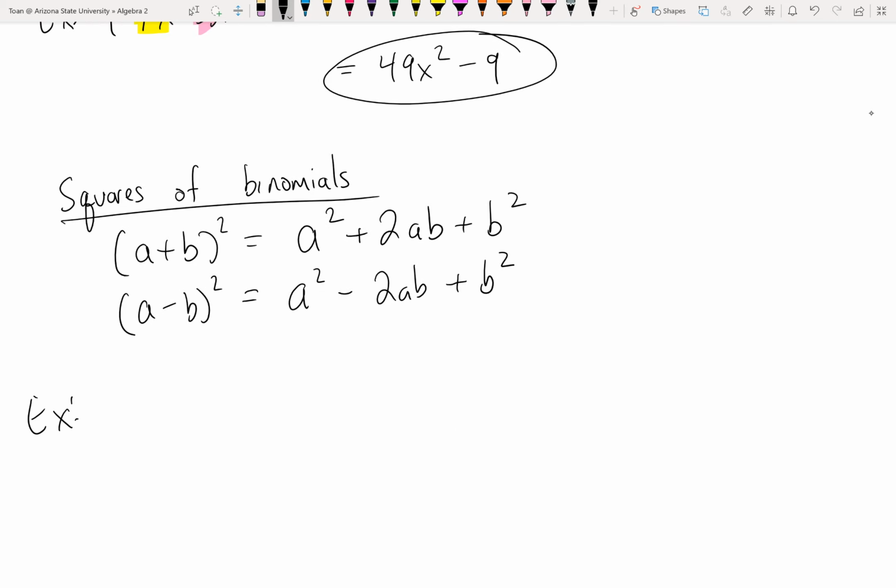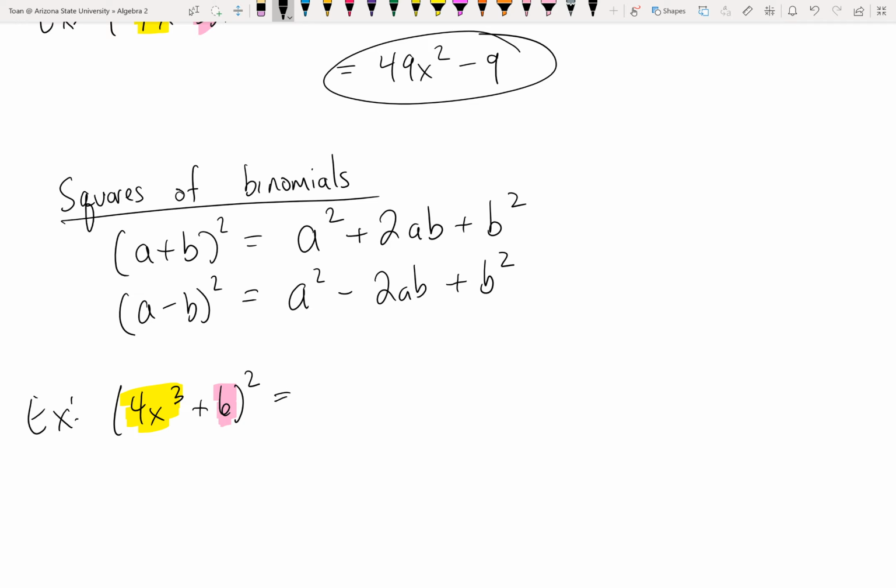For example, if I was squaring something like, I'll make it even super duper crazy hard, right? 4x cubed plus 6 squared. Oh no, this is crazy complicated. You just have to remember, I'm squaring a binomial. So this is my A and this is my B. That's all you have to remember. And then you just have to fill in the pattern.